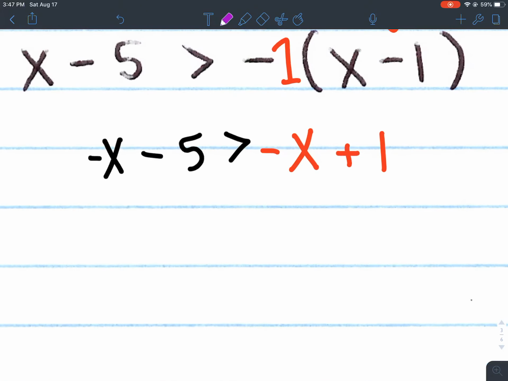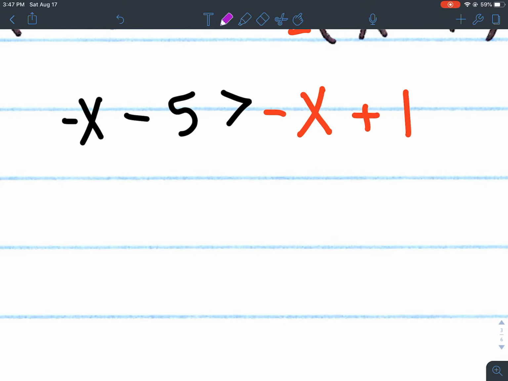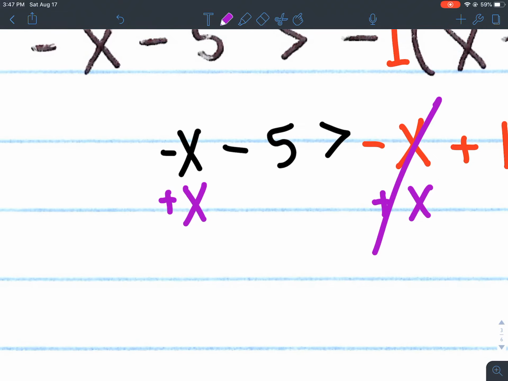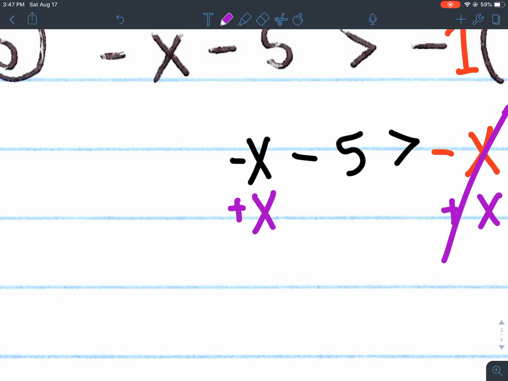But now I have variables on both sides, and I want to move my variables right to one side. So I'm going to add this x to both sides. Remember, you can only add or subtract to like terms. So if I owe you $1 and I give you $1, I now owe you nothing. What about over here? I owed you $1, I gave you $1. Do I owe you anything anymore? No. So there's 0. So it has canceled out as 0 x's.